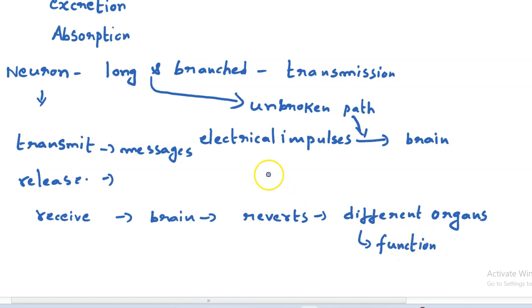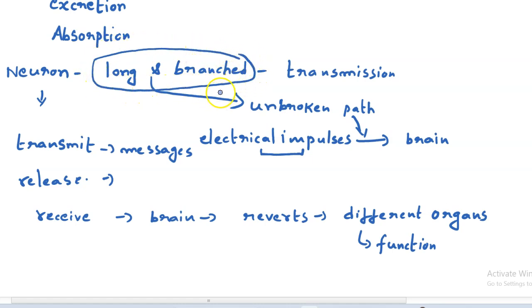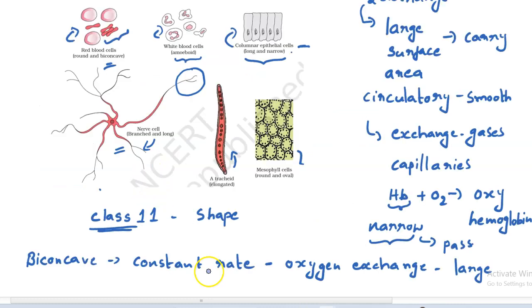So in order to transmit these electrical impulses along an unbroken path, neurons are elongated and branched. With the help of this shape, they are able to transmit the messages from different parts of the body towards the brain. Now let us consider the next example given in the image.